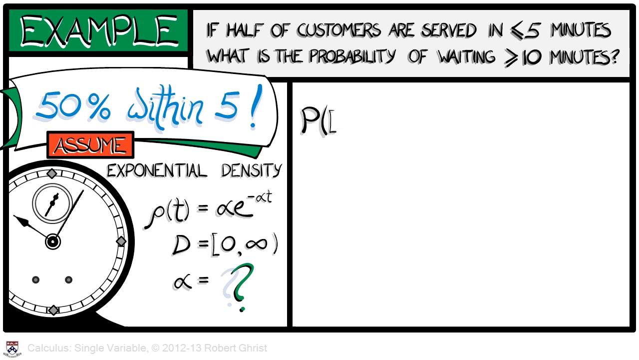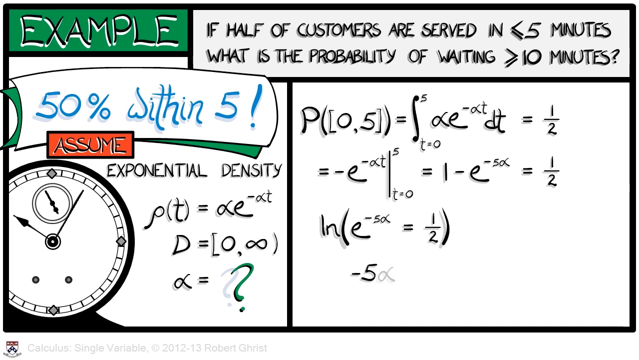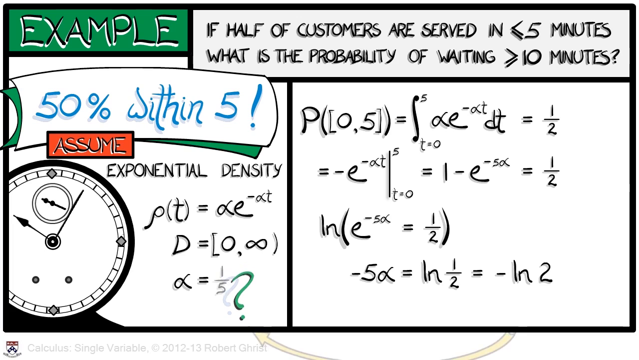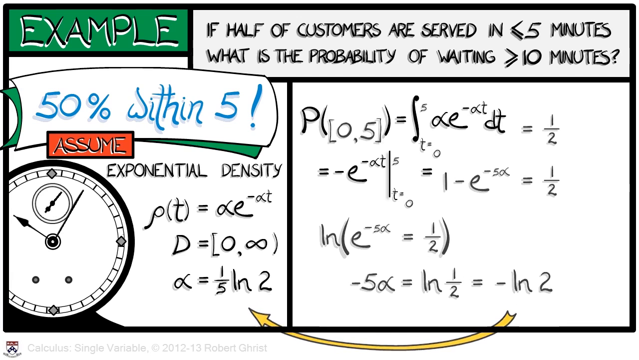Our first problem is we don't know alpha, but we do know the probability of your serving time being in the interval from 0 to 5. That is, by definition, the integral of alpha e to the minus alpha t dt as t goes from 0 to 5. And we're told that that probability is 1/2. Now, we can do that integral easily enough, evaluating at the limits, and then doing a little bit of algebra to solve for alpha. I'm going to leave it to you to follow the computations and see that alpha is 1/5 times log of 2.